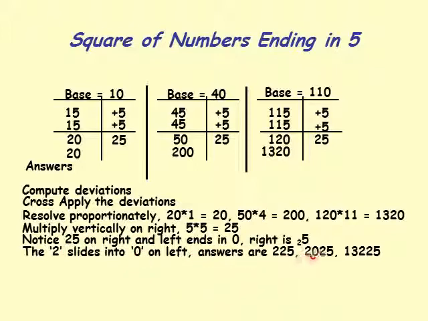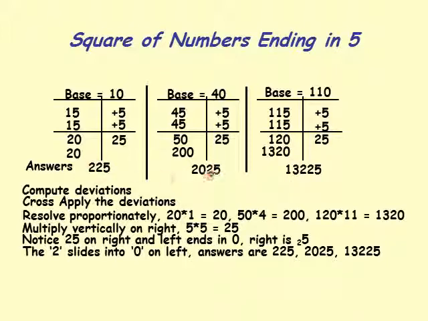The answers are 225, 2025, and 1325. So 25 on the right each time. The 2 here is equal to 1 times 2. The 20 here is equal to 4 times 5. The 132 here is 11 times 12.